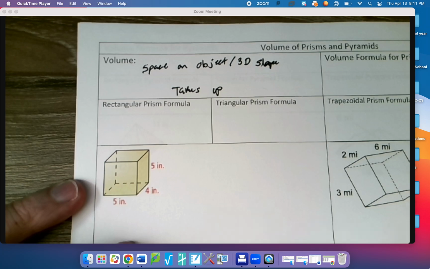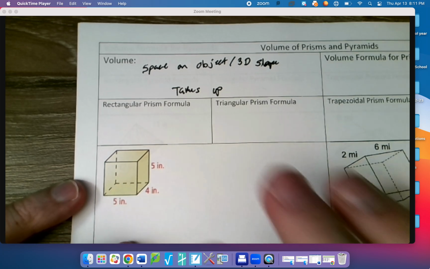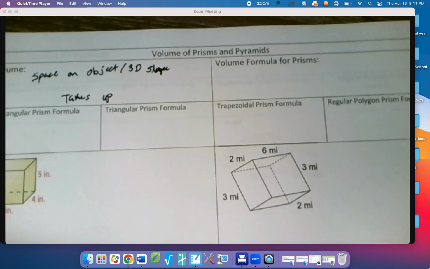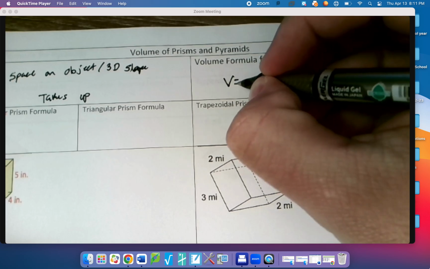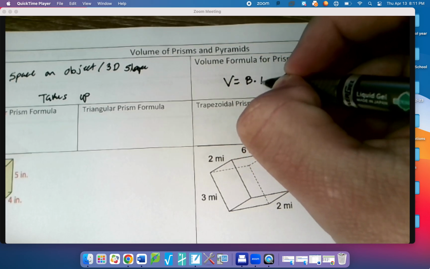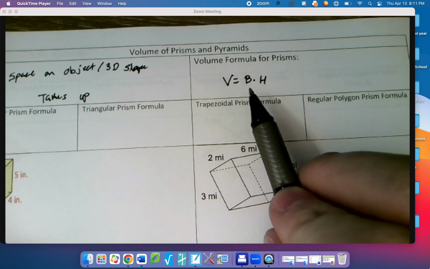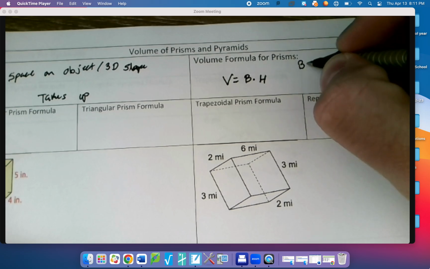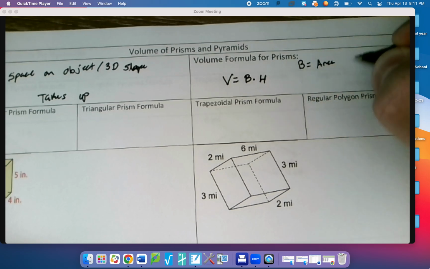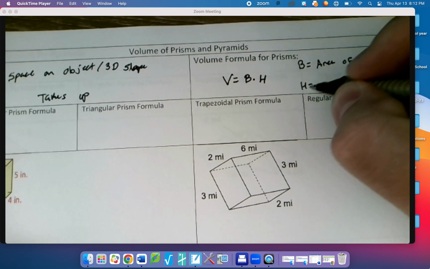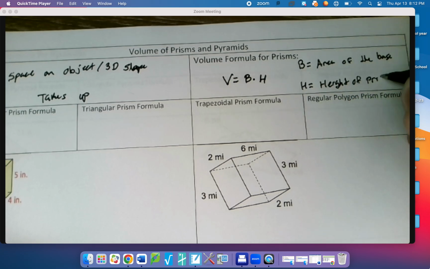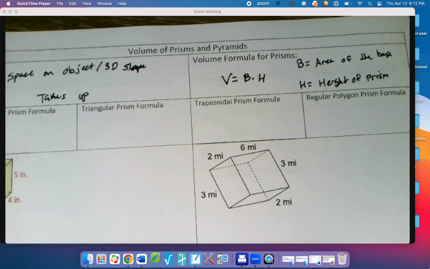Now each one of the prisms we're about to see is going to have a different formula. But the general formula for any prism is B times H. But what I want you to look at here is that it's a capital B and a capital H. That's because capital B actually stands for the area of the base, and H stands for the height of the prism itself from one edge of the base to the other.